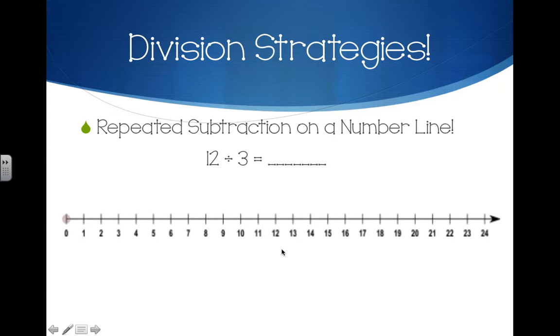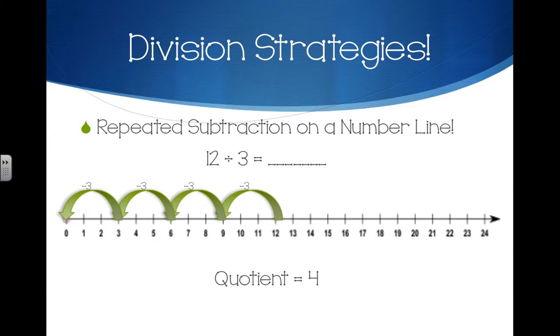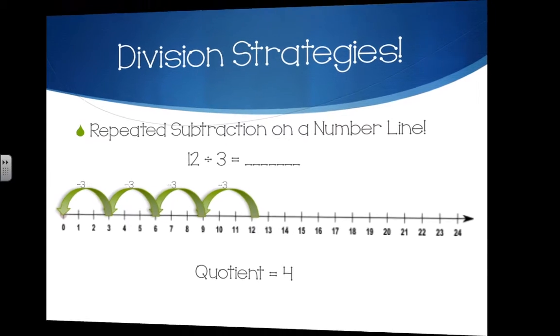So we're going to subtract groups of 3. So 12 minus 3 is 9, minus 3 more is 6, 3 more is 3, and 3 more is 0. If you can see, we subtracted 3, subtract 3, subtract 3, and subtract 3. And we did it for a total of 4 times, so our quotient is 4, not 12. Whoops.